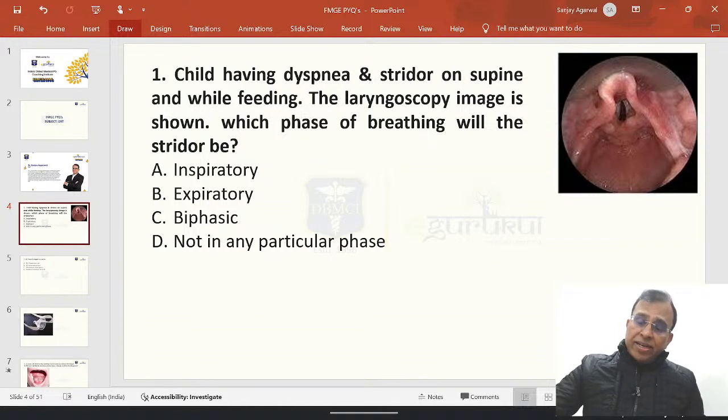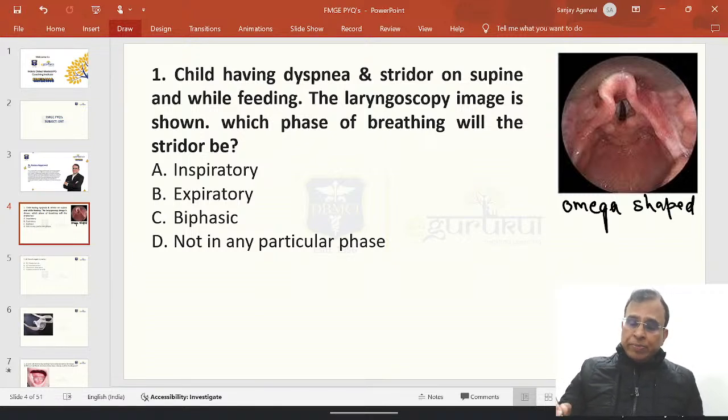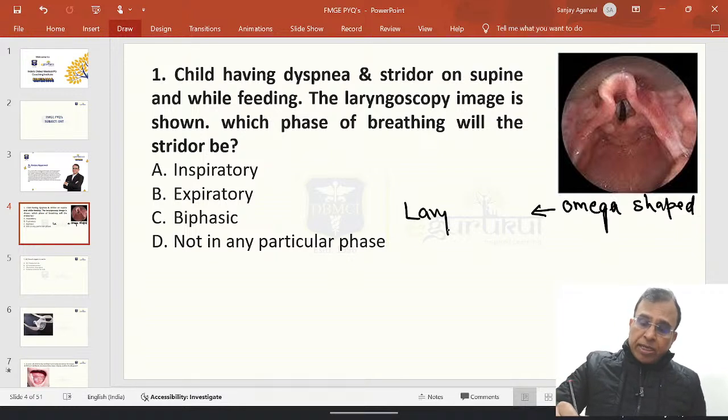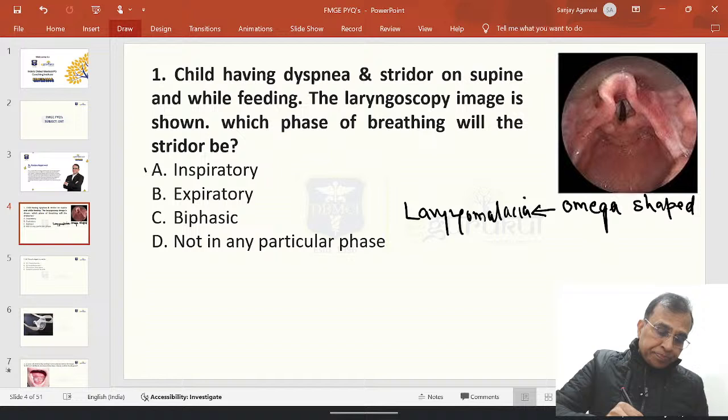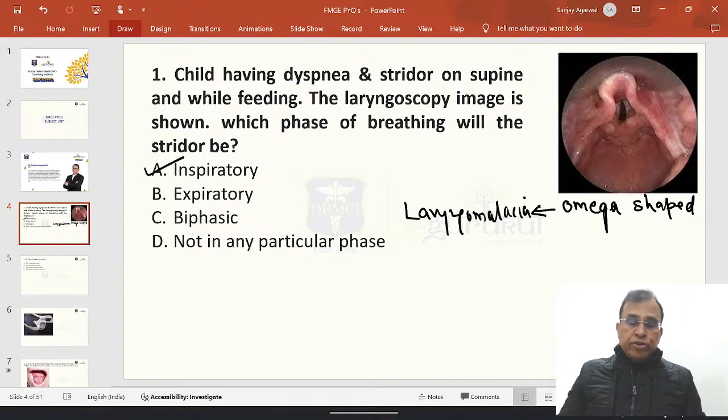Now, this finding is a very popular finding. It's called omega-shaped epiglottis. I'm sure everybody knows this very popular image, omega-shaped epiglottis, and the diagnosis is laryngomalacia. In laryngomalacia, which is a congenital disease of the larynx, very typically there is omega-shaped epiglottis, and the stridor happens mainly in supine position and while feeding. But the stridor is usually inspiratory. So A is the correct answer, inspiratory stridor.